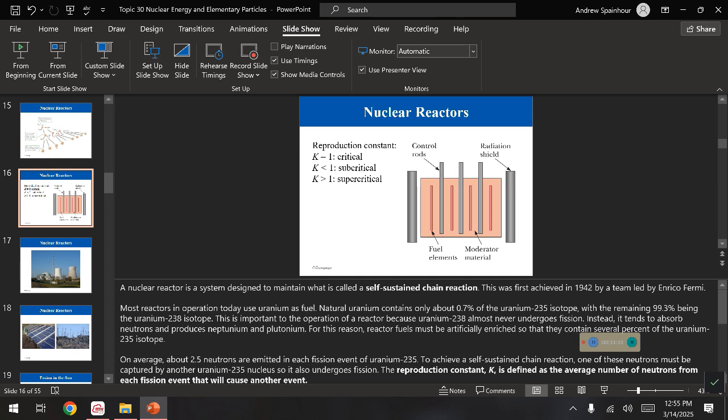For this reason, reactor fuels must artificially be enriched so that they can contain several percent of uranium-235. I was wrong. I said 3. I'm sorry. On average, 2.5 neutrons are emitted off of every fission event. So K would actually be not 3, but 2.5 in that particular case. To achieve self-sustaining, we talked about this already, so I didn't go into that.